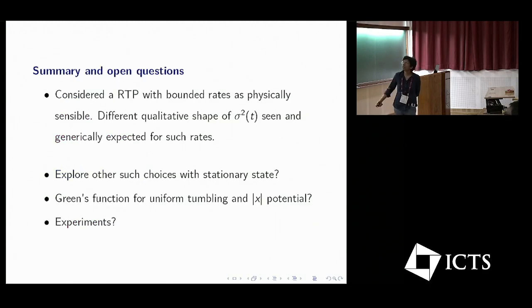So we consider RTP with bounded rates as it's a more physically sensible thing, we think. And we see different qualitative shapes, although physically it's clear what's going on. And perhaps one could explore other choices. I also had a discussion about a special case of a model, which is when we have uniform tumbling, and it corresponds to the mod x potential. Apparently it's easy, but the equations I had were very, very complicated. I look forward to seeing whoever has the answers. And experiments are, of course, welcome. Thank you very much.